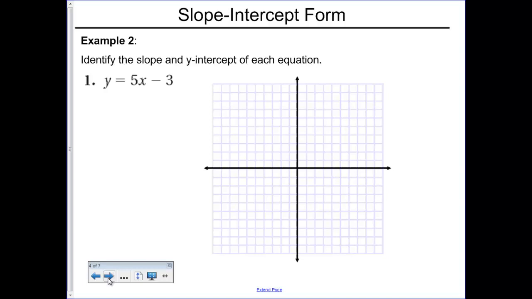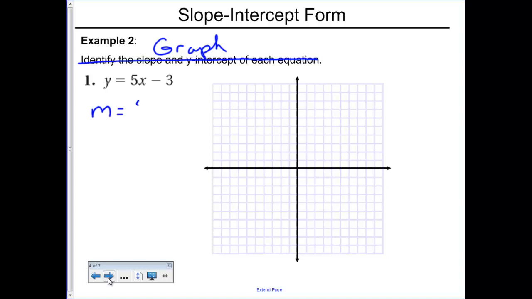Identify the slope and y-intercept of each equation. I think we just did that. I think what we're asking to do here is graph. We've already seen an example of graphing. So first thing I'm going to do is identify the slope.